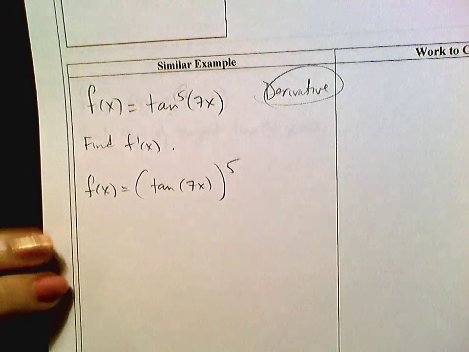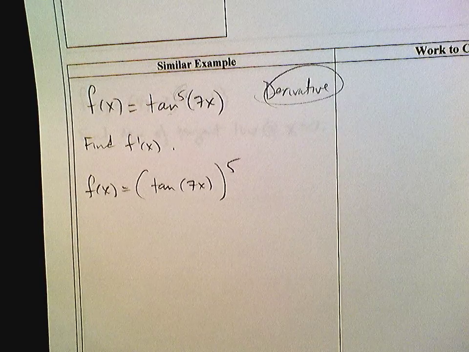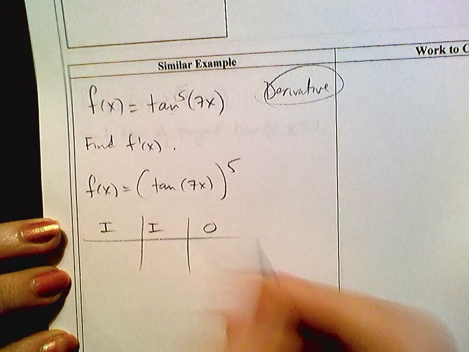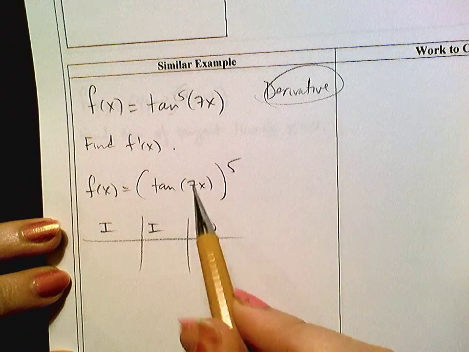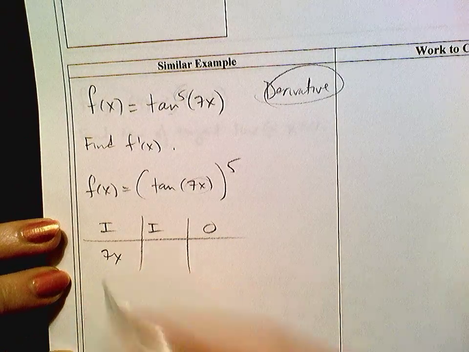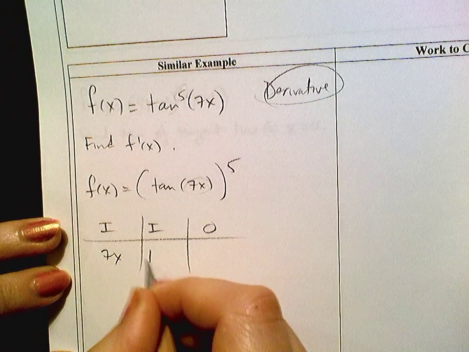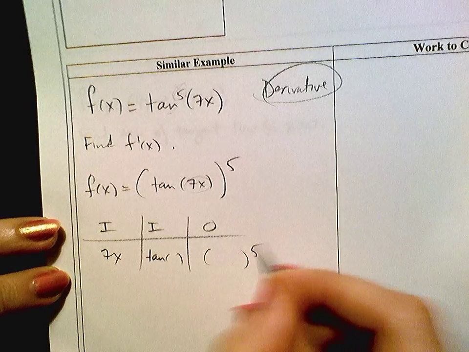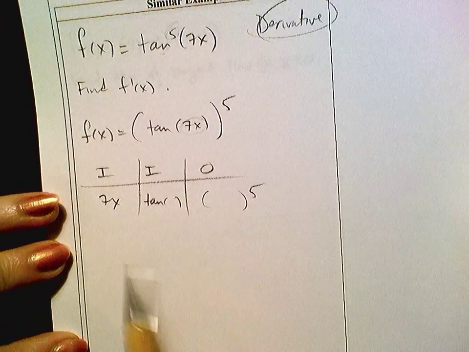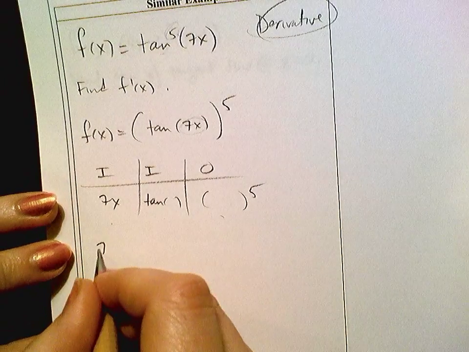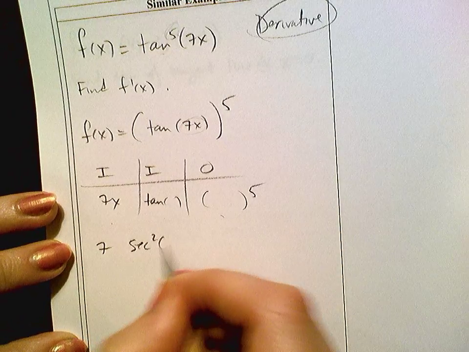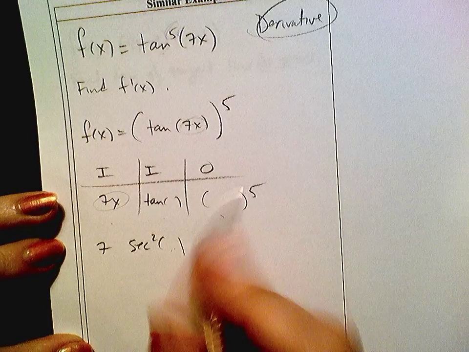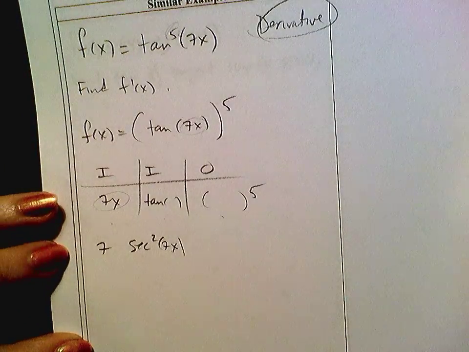And then, guys, this is actually double chain rule. This is an in, out situation. The innermost function is 7x, and that is inside of tangent, and then tangent is inside of blank to the 5th. So now you take the derivatives of all of these. That's 7. That's secant squared of blank, and what goes in the blank is what was in there before.